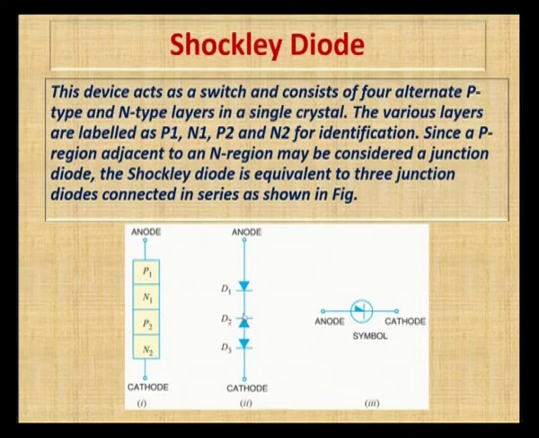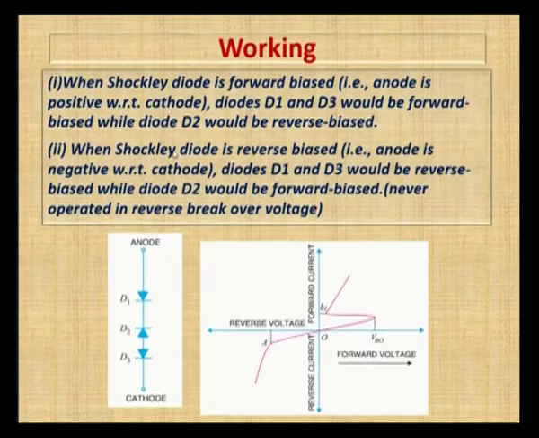So, one is D1 that is making a direction downward, D2, D3, like this we can make. This is the diode analogy of the Shockley diode, and the symbol of Shockley diode is represented like this: anode, cathode, and this is only having a half arrow mark. Then how will the Shockley diode work?